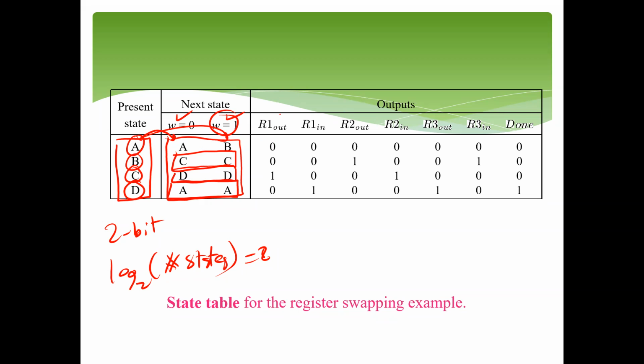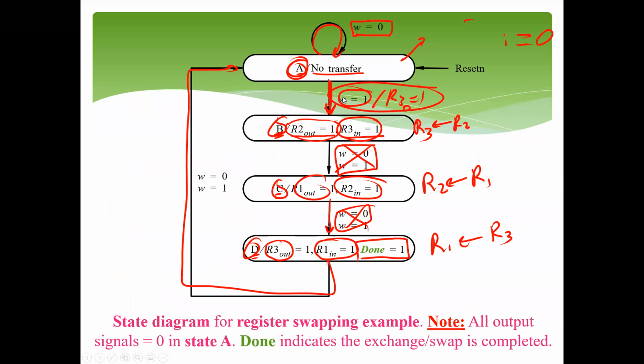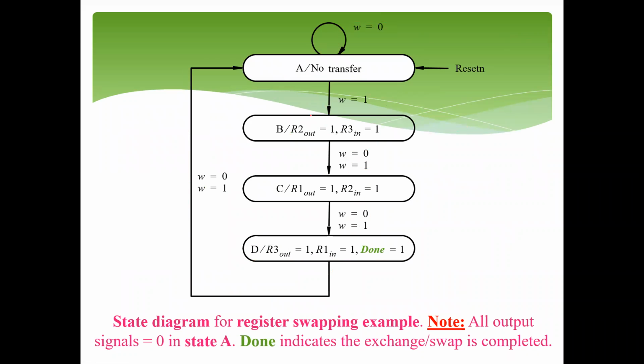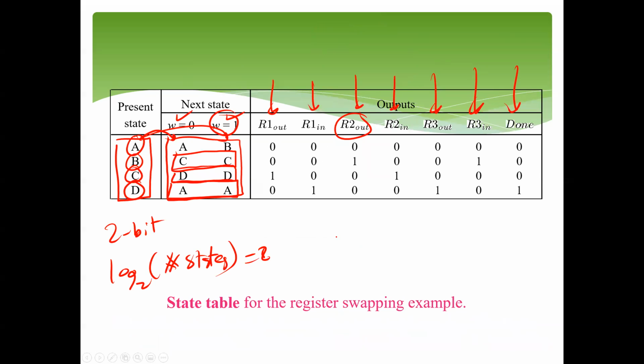Just read the value of the state diagram to find out these 6 signals, the value of these six signals. Let's take R2 out, for example. Go back to the state diagram and look for R2 out. So R2 out here is equal to 1. This is at state B. I don't see any other R2 out, so I go to my state table and set R2 out equal to 1 when the current state is equal to B, and so on. You fill all these values.